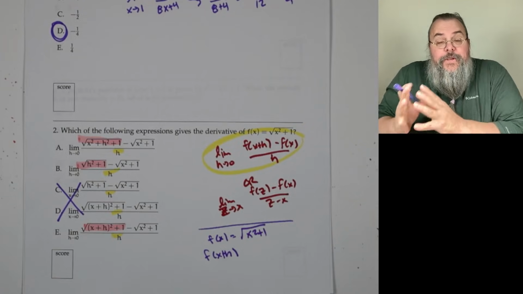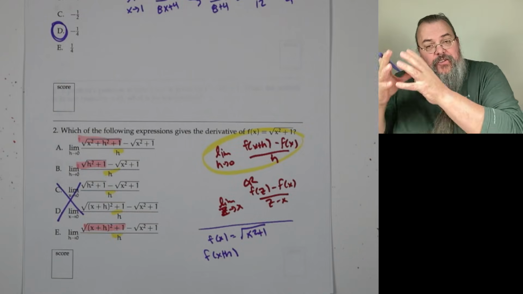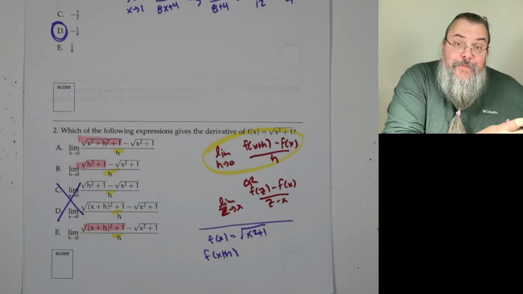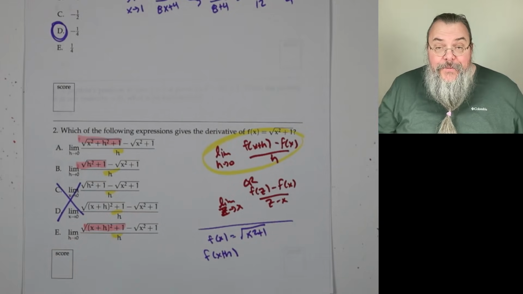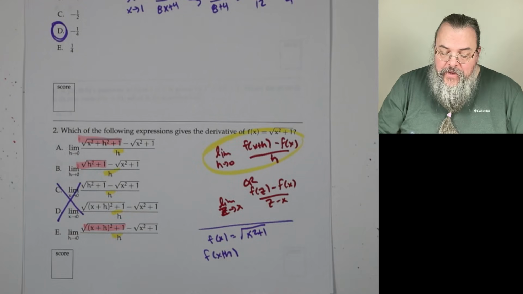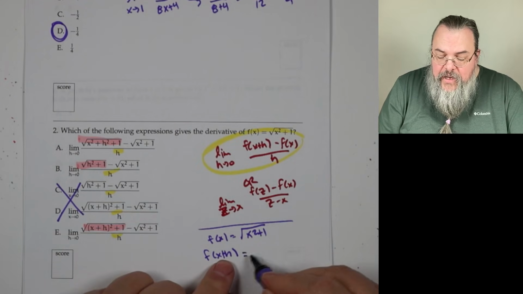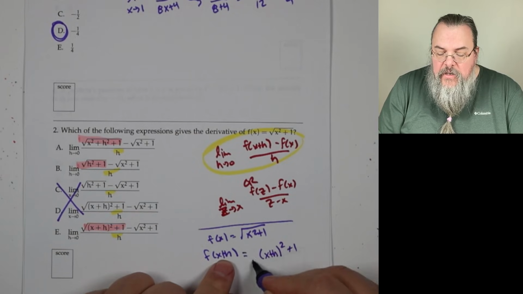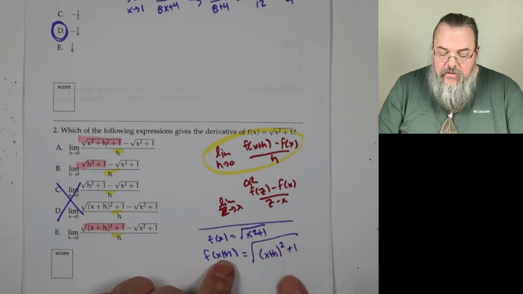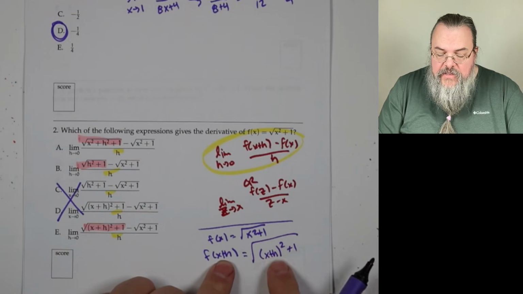Now, how do you find it? Well, when you think of a function, it's a machine. It says take the input and do something. Now, this machine says square whatever you put in, add 1, then take the square root. So if we put in x plus h, you square what you put in, add 1, take the square root. So we're looking for an expression which has this.